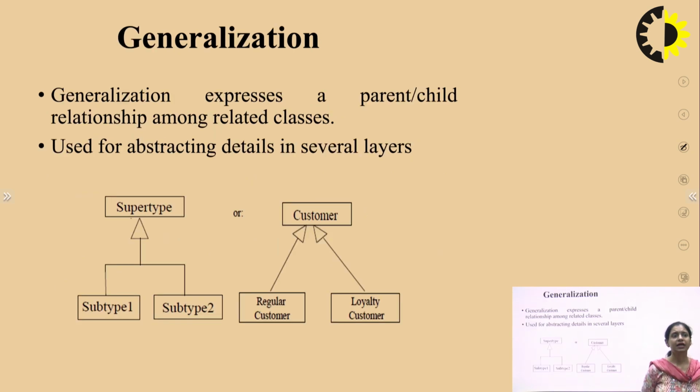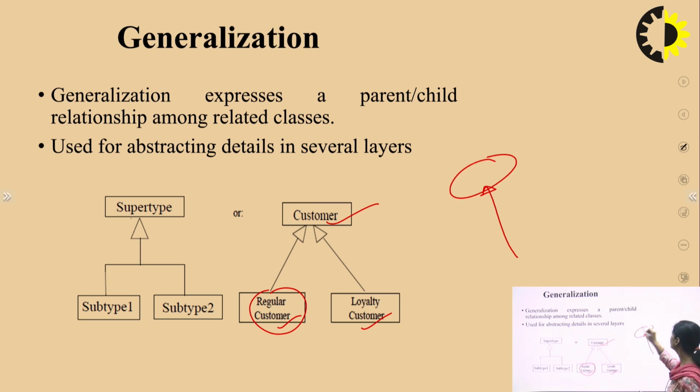The next topic that we have is generalization, which expresses a parent-child relationship among related classes. It is used for abstracting details in several layers. So if we take an example of a customer, we have the customer as a regular customer or a loyalty customer, but this is the generalization of the customer only. The symbol that we use for generalization is like this, where here we have the generalized class and here we have the subclass. Many subclasses may be generalized to a single class, like this.